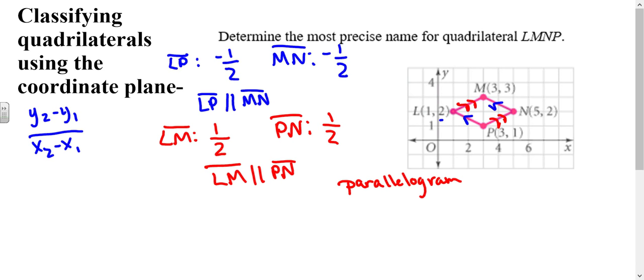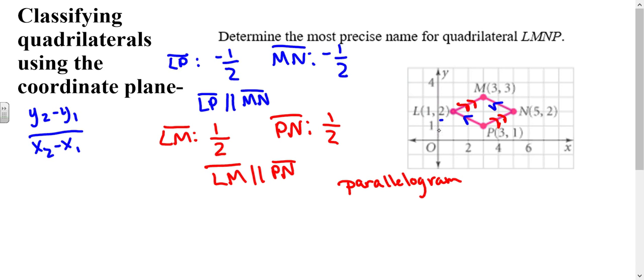Well, I know that it's not a rectangle because a rectangle has to have 4 right angles, and you can pretty much tell that these are not right angles in this shape, and so therefore it can't be a square either because a square also has to have 4 right angles. So now I just need to check to see if the sides are congruent, to be a rhombus.